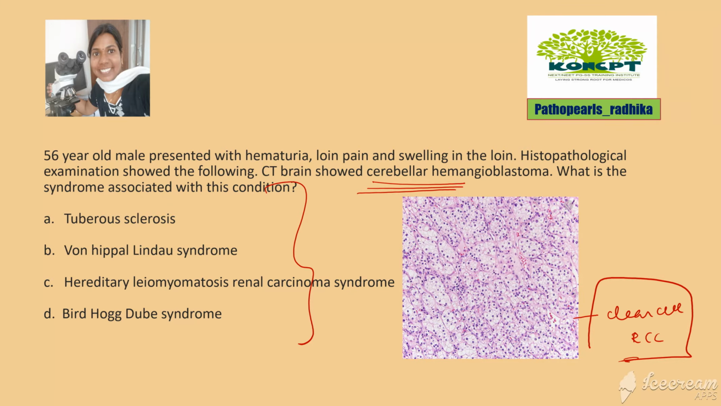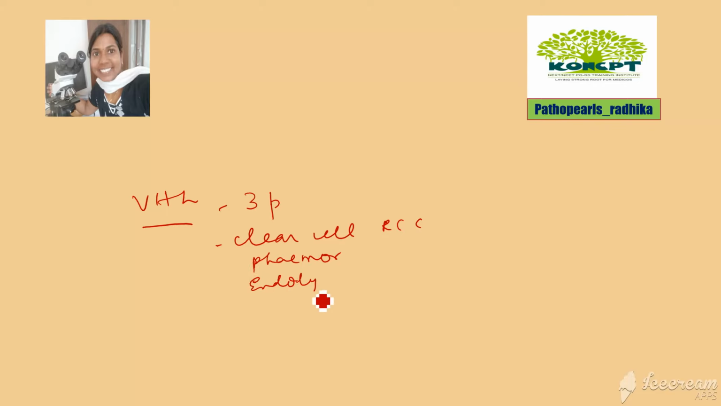So the most important is VHL syndrome, the von Hippel-Lindau syndrome. Let us learn about the syndromes associated with RCC. VHL is due to mutation in chromosome 3p. The patient can have clear cell RCC, pheochromocytoma, and endolymphatic sac tumors in the inner ear. So this is about your VHL. And they can have cerebellar hemangioblastomas also. So what about the other options?